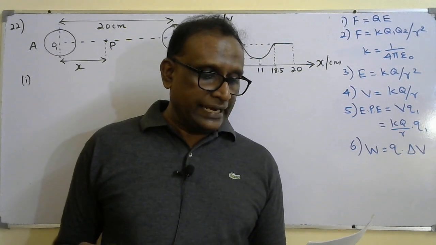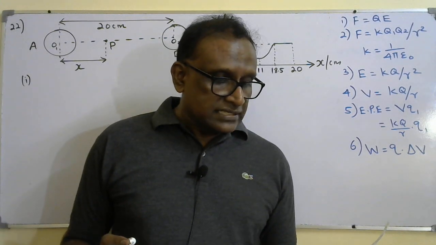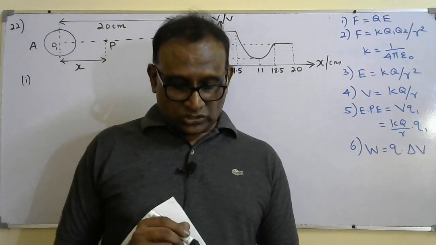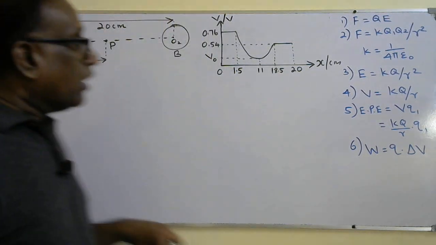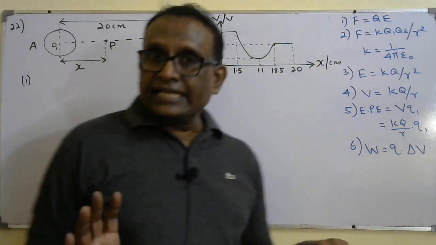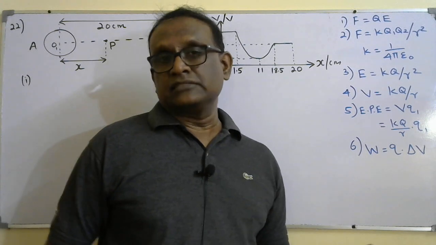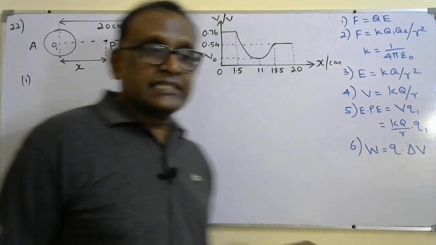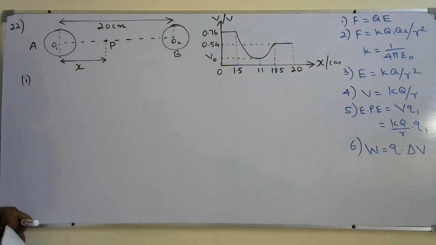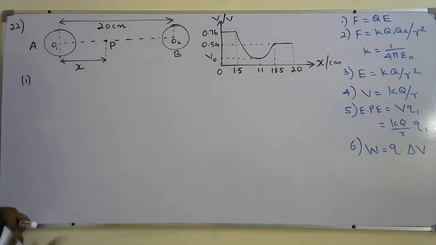State and explain whether the two spheres have charges of the same or opposite sign. Nothing is mentioned about the charges, but they carry different magnitudes of uniform distribution of charge. So the question is, are they carrying positive charges, or positive and negative, or negative charges? That's the question they ask.